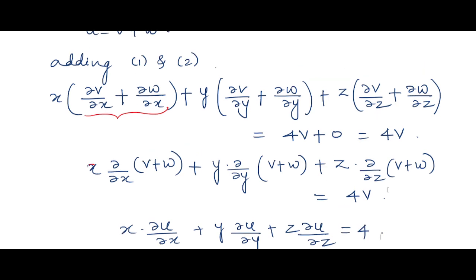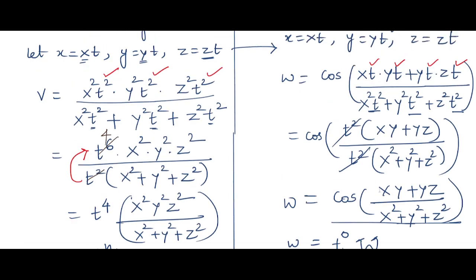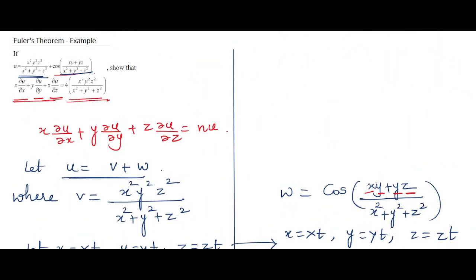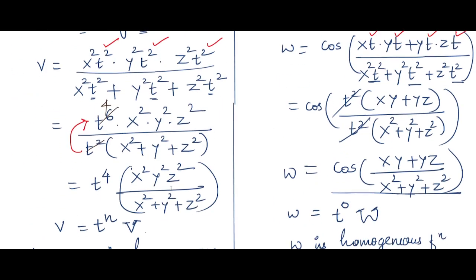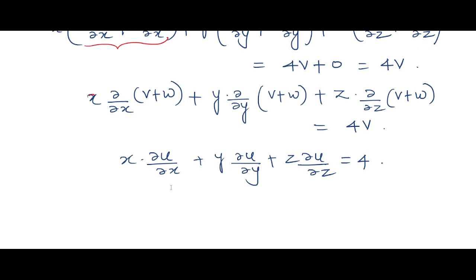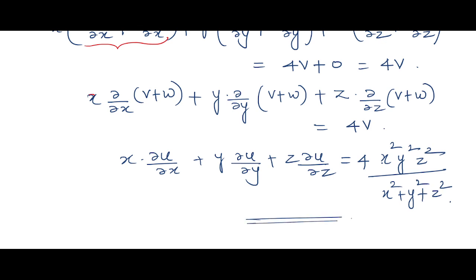So, from the equation, V is nothing but the V which we have taken, x square y square z square upon x square plus y square plus z square. So, that we will replace here: x square y square z square upon x square plus y square plus z square. This is the required answer by using Euler's theorem. Thank you.